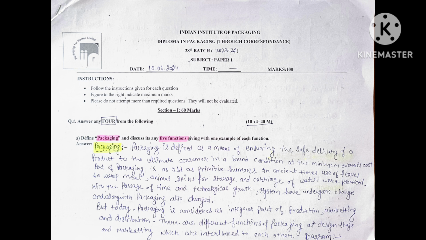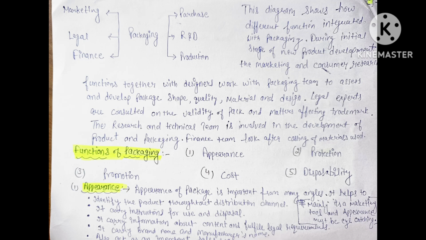चलो इसे एक डायग्राम की हेल्प से अंडरस्टैंड करते हैं. So here you can see the diagram. Packaging is linked to marketing, legal team, finance, purchase, R&D, and production. This diagram shows how different functions are integrated with packaging during the initial stage of new product development, the marketing and consumer research functions. Together with design, they work with the packaging team to assess and develop package shape, quality, material and design.